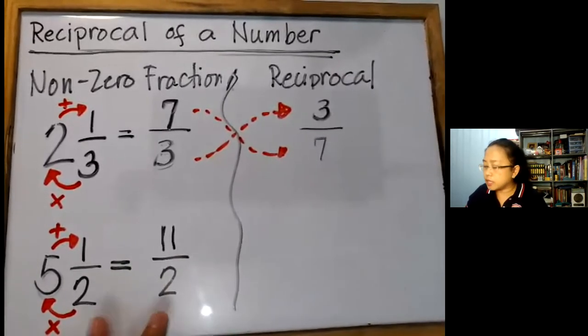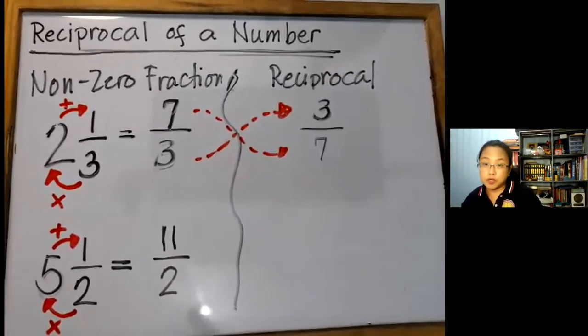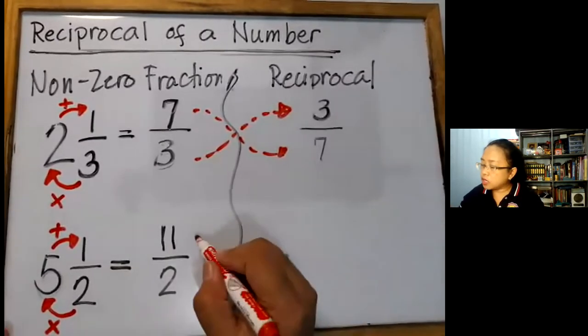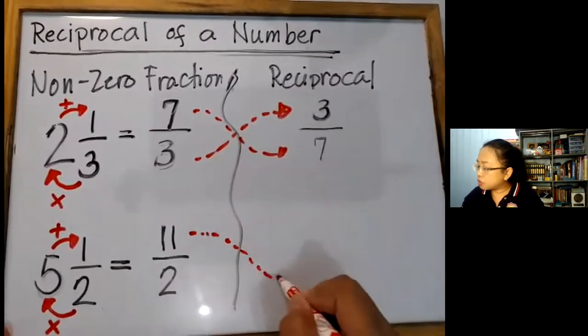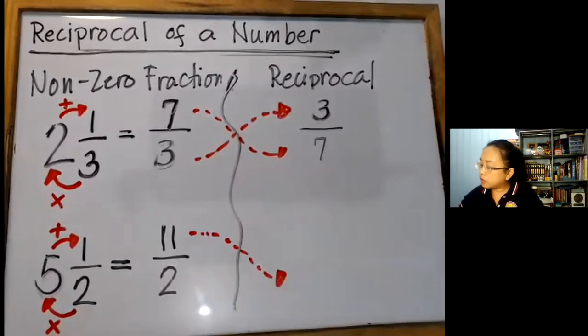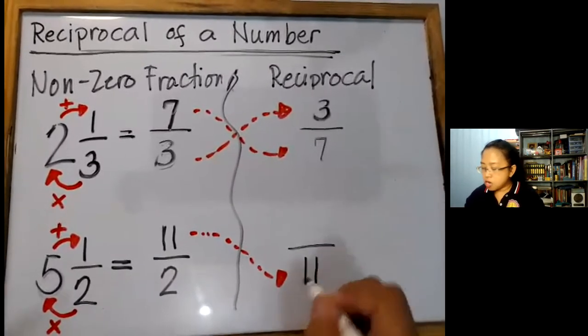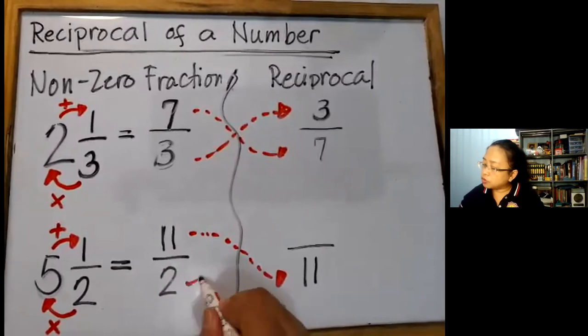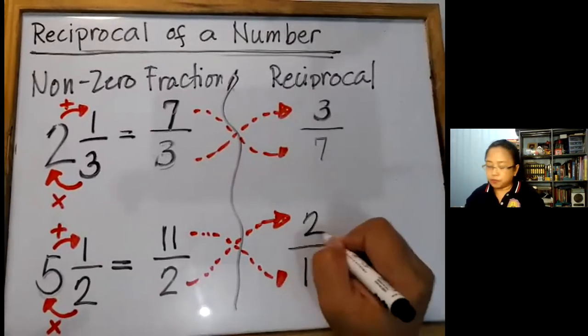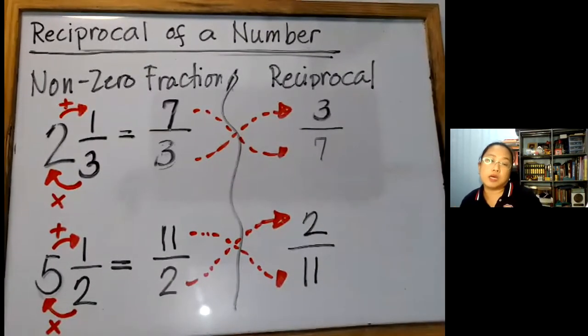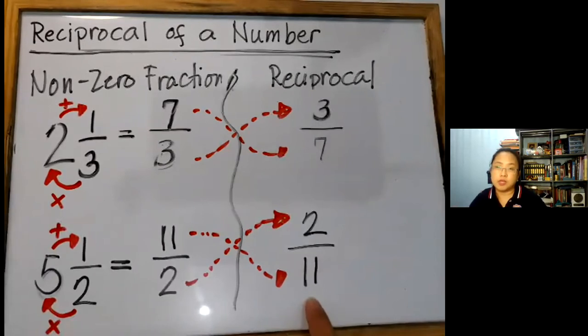Okay, di tayo nagbago ng denominator. It's 11 over 2. Now, since distinguishable na yung numerator and denominator, let's get the reciprocal. The numerator 11 goes down. It becomes the denominator. And then denominator 2 goes up and becomes numerator. So, ano ngayon ang reciprocal ng 5 and 1/2 na isang mixed number? Ang reciprocal niya ay 2 over 11.